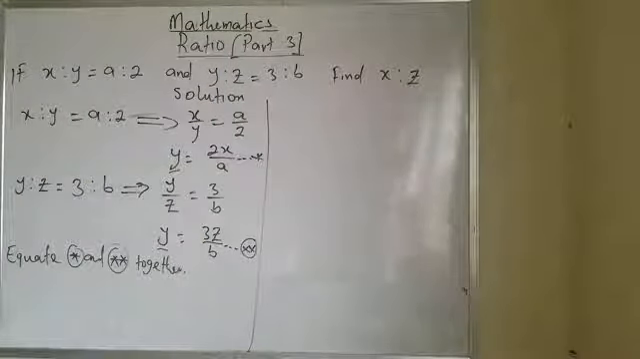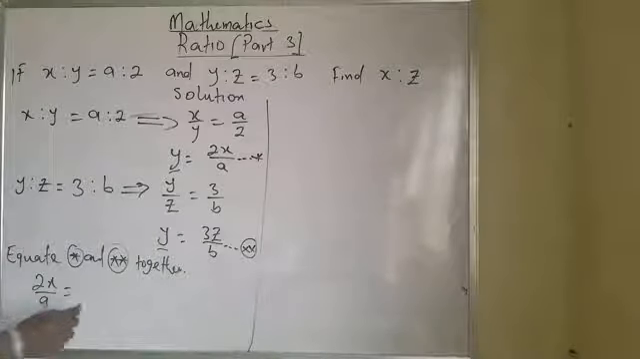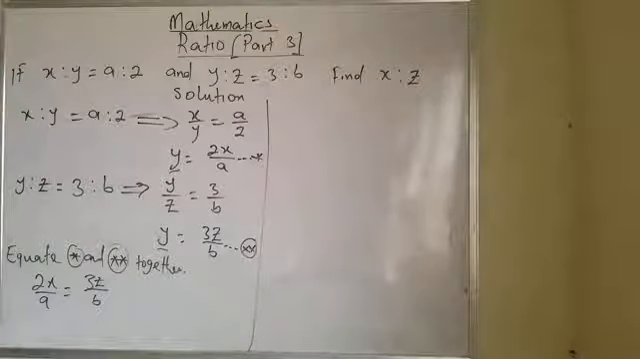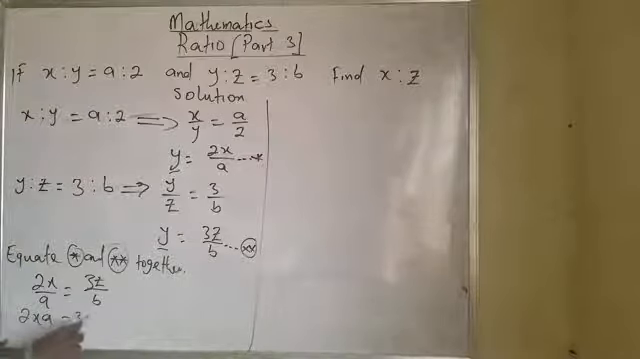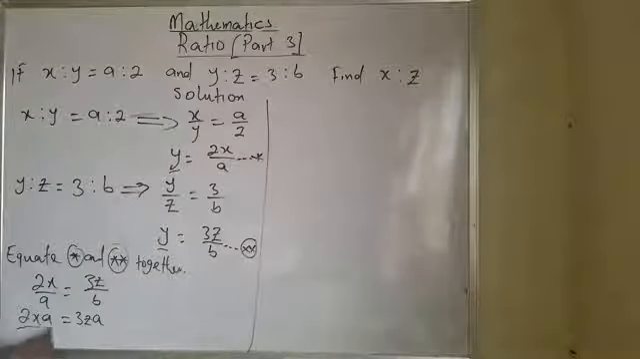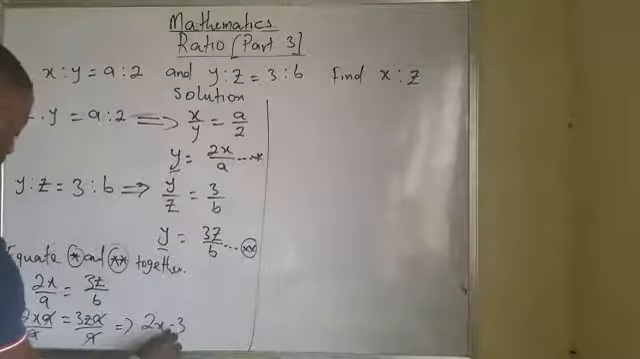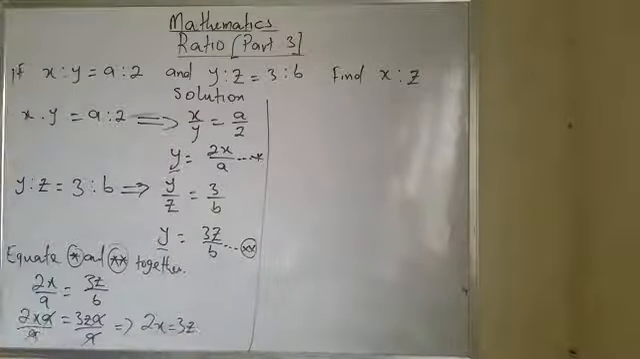It means the step that I need to do at this point, since I'm going to equate, is that the first one, 2x all over a, equals the second one, 3z all over b. Now, since I have that, I cross multiply: 2xa equals 3za. A will cancel out from here, which implies 2x equals 3z. Now, what are you looking for?